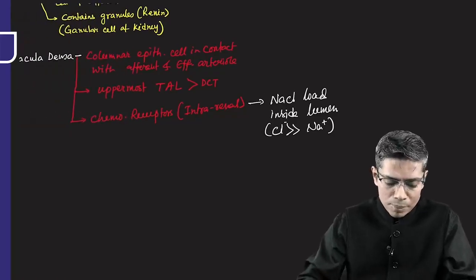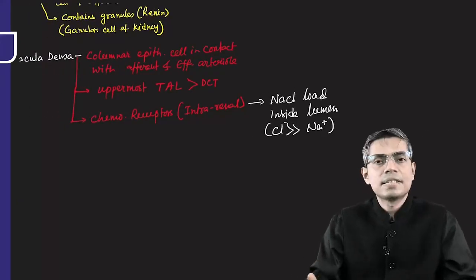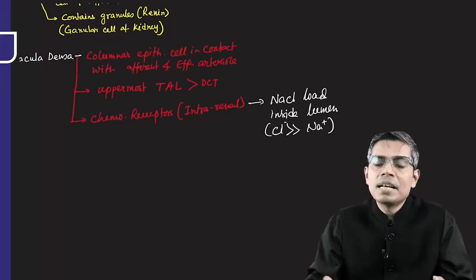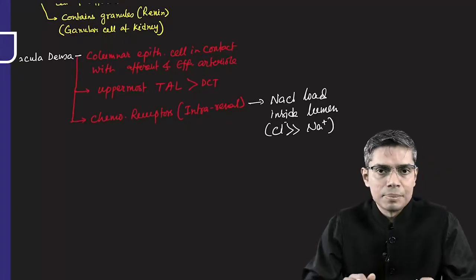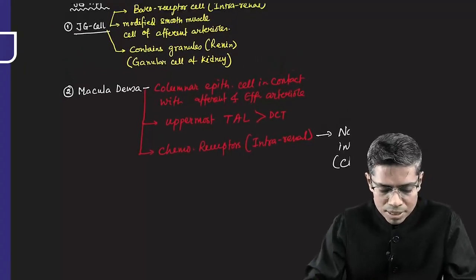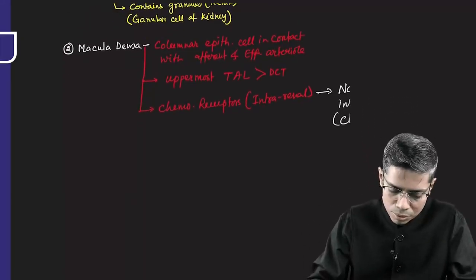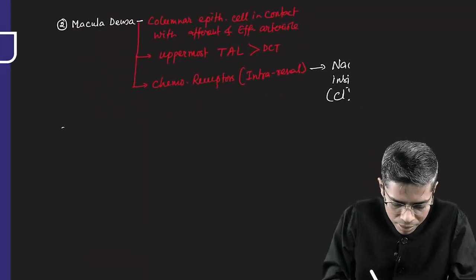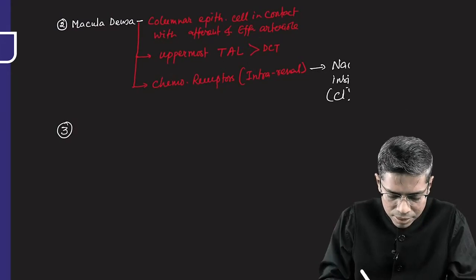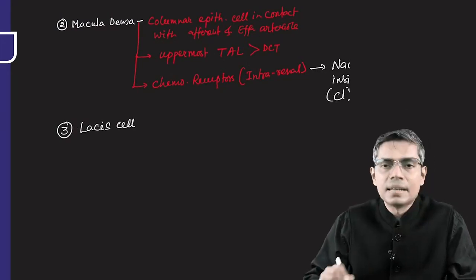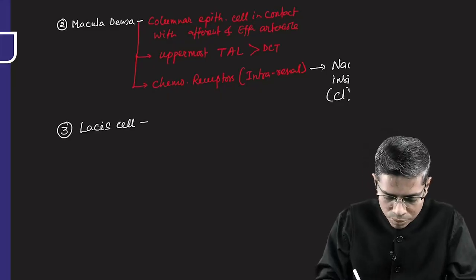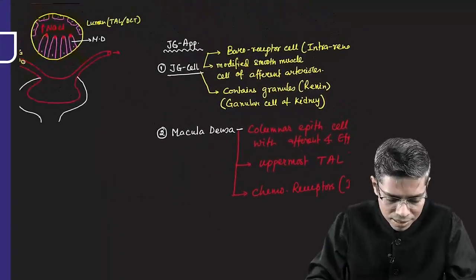Right? So this is all about the macula densa cell, how it senses sodium and chloride, and what happens after that sensing. We are coming to that point after a little bit of time. Okay, so this is the second component, the macula densa cell. Now look at the third component of this JG apparatus. The third component is known as the Lacis cell. First of all, we have to find out where these cells are located.